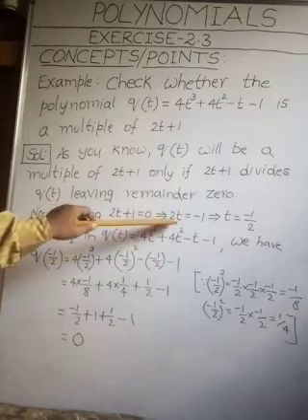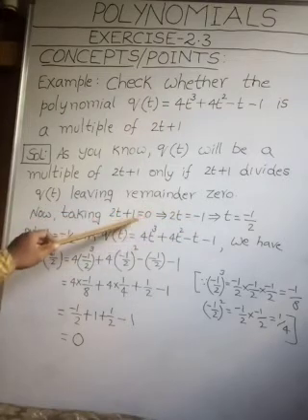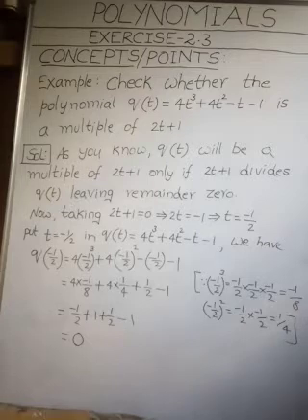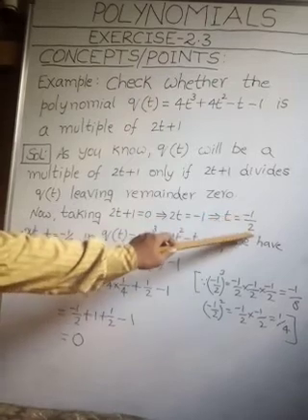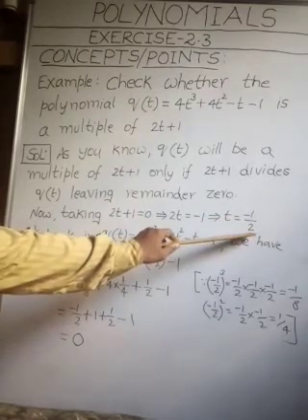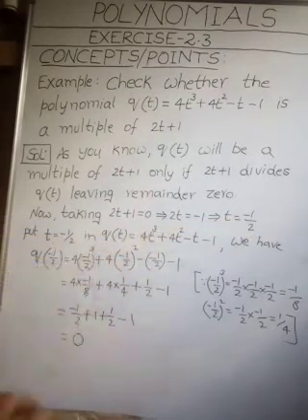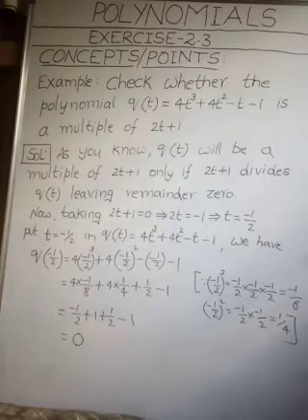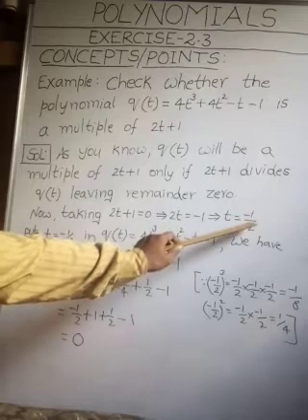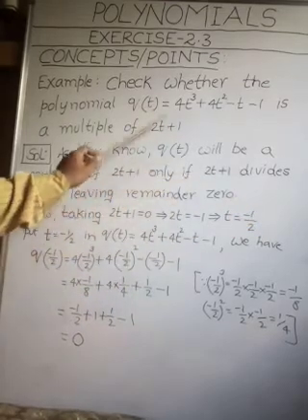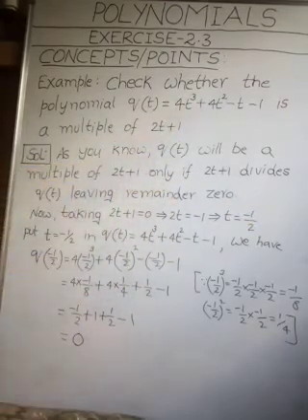This implies 2t is equal to minus 1. We are transposing plus 1 to RHS. It becomes minus 1. So 2t is equal to minus 1. This implies t is equal to minus 1 by 2. So here we got 0 of this linear polynomial. What is the 0 of this linear polynomial? Minus 1 by 2. We have to substitute minus 1 by 2 in the given polynomial q of t.